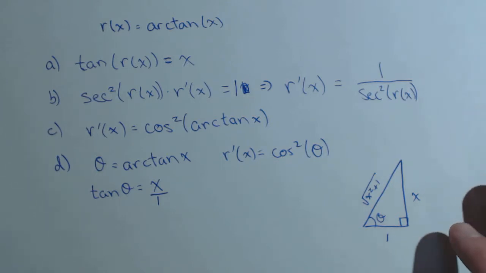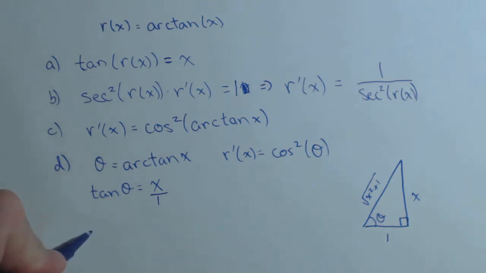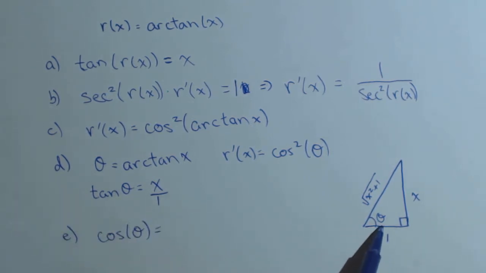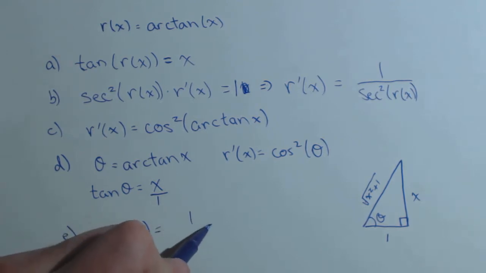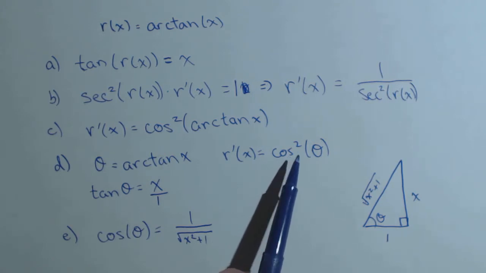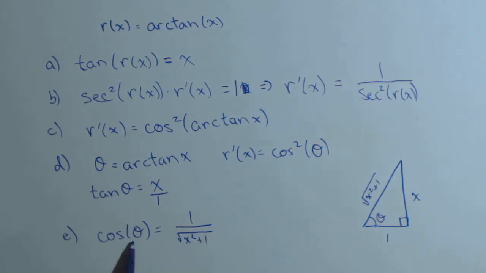Now what that tells us is that we can actually do a little bit more rewriting, because we now know that cosine of theta, the adjacent over the hypotenuse, is 1 over the square root of x squared plus 1. Now that wasn't our final answer. Remember, we wanted r prime of x, which is cosine squared of theta, but we're only one step from that because it's going to involve squaring both sides here.